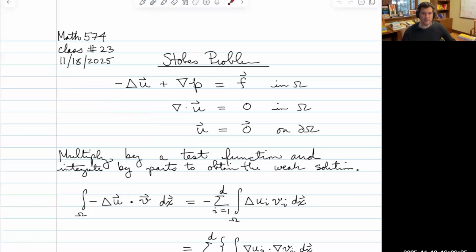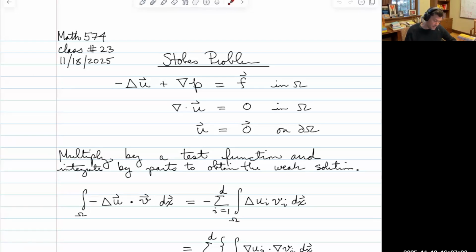Welcome back to Finite Element Methods. We've been talking about the Stokes problem for the past one or two lectures. So before we get into the meat of what we want to talk about, let's just review pretty quickly what the Stokes problem looks like and how to get the weak formulation for that. We touched on that briefly before, but let's do a couple of calculations.